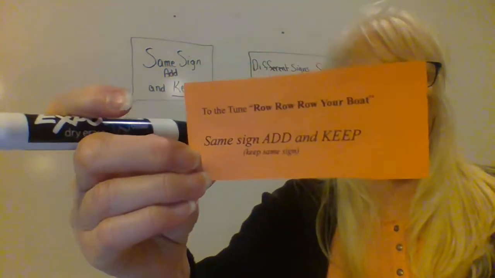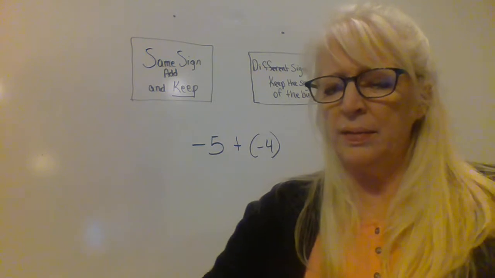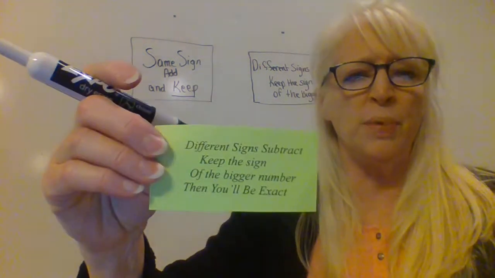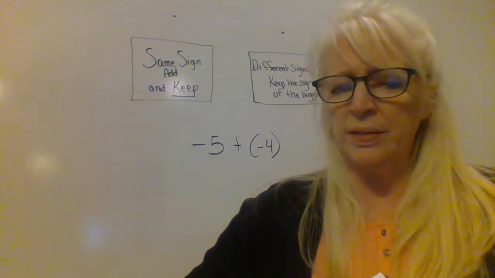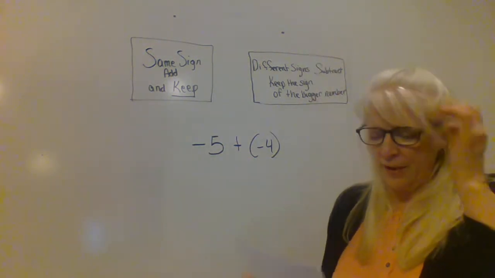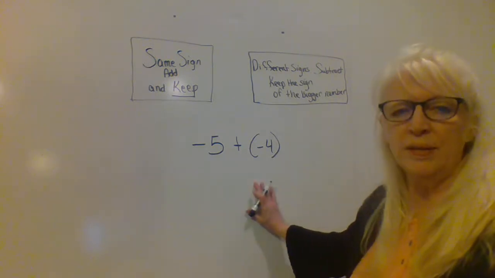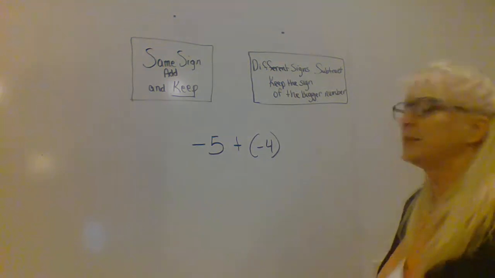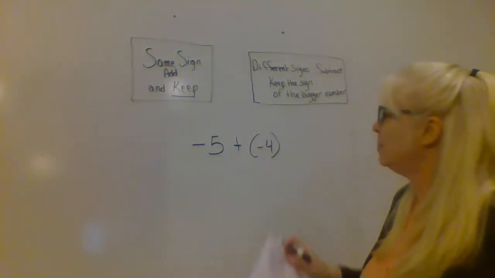Here's the same sign, add and keep, and then the different sign, subtract rule, and I have them written up here on the board. So you might get these cards out when you're working with these problems, and I think that'll help a lot. Okay, so first of all, we're going to look at this problem right here, and it says -5 plus -4.